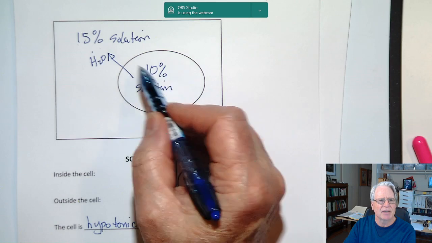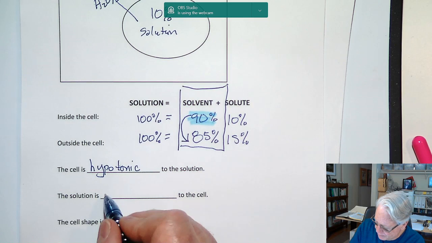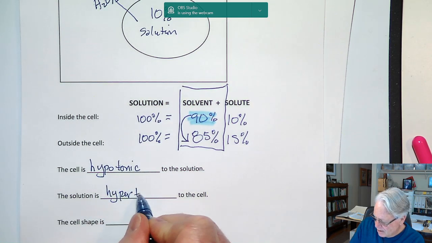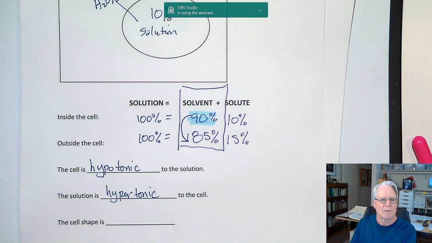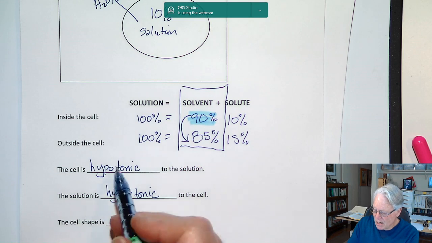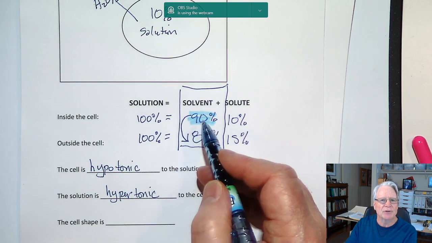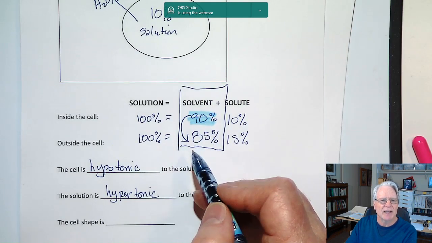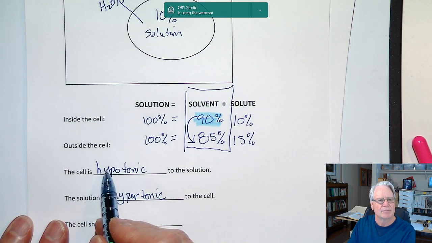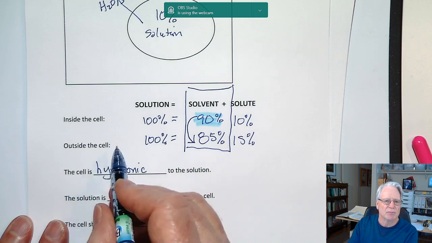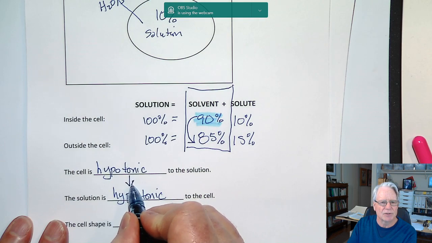15% compared to 10%. That's greater than that. So what is the term? Hypertonic. The solution is hypertonic to the cell. Okay. Hypo meaning less, hyper meaning more. We know that water is moving from inside the cell to the outside of the cell. Okay. So it's moving from inside the cell to outside the cell. Water moves from a hypotonic solution to a hypertonic solution.